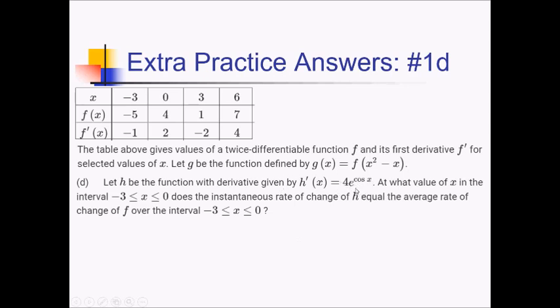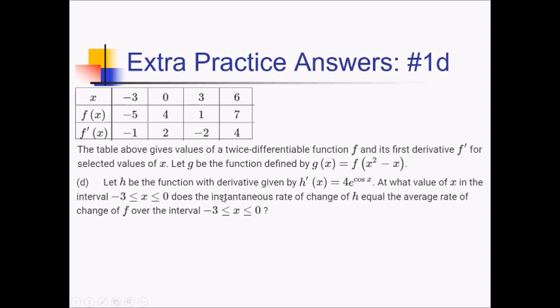That's really lovely. We're probably going to have to put this in the calculator in a minute. At what value of x in the interval -3 to 0 does the IROC for h equal the average rate of change, the AROC for f, over the interval -3 to 0? So at some point we're going to have to use a calculator here. We're going to have to figure out where h prime equals the average rate of change of f. But before we can do that, let's actually figure out the average rate of change of f over this interval.